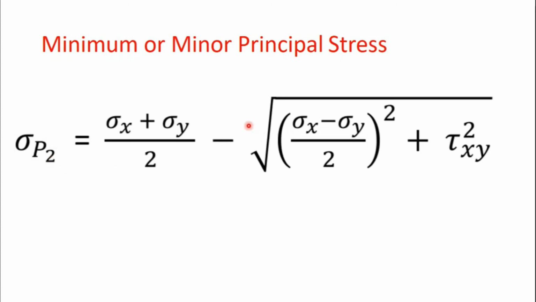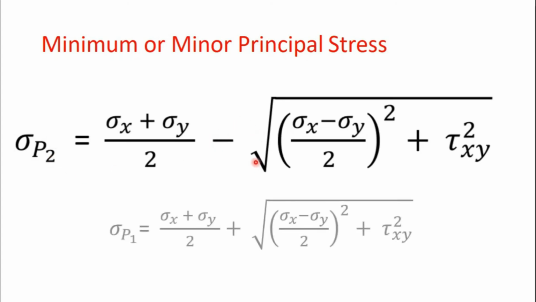The only difference is this sign. We know that sigma p1 is sigma x plus sigma y by 2, and this is a similar equation. The only difference between these two equations is plus minus. So in the major principal stress you have to use plus, and in the minor, minimum principal stress, you have to use minus. This is the only difference. This is the maximum principal stress on one plane, and this is the minimum principal stress on another plane. The only difference between these two equations is that here you are using the plus sign and here you are using the minus sign.